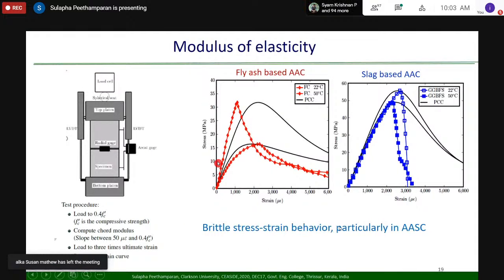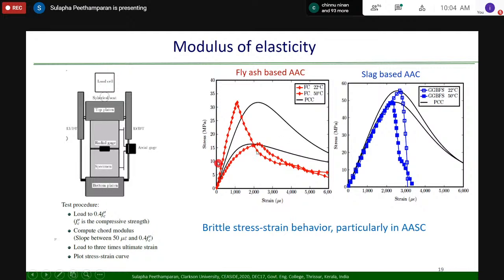Now what about the modulus of elasticity? Another important engineering property of an engineering material or the concrete. What you are seeing is a typical compressive stress-strain curve here. This is a fly ash based geopolymer, the red curve, and 2 different mixtures, both of them fly ash. These are 2 different mixtures of OPC concrete.